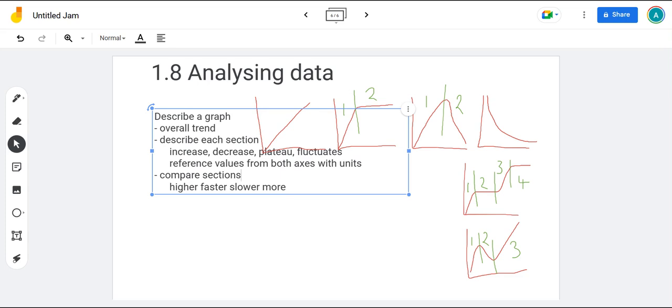Then, a step up on your comparisons is to do quantitative comparisons.